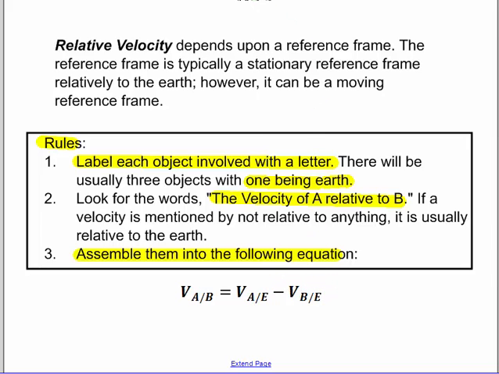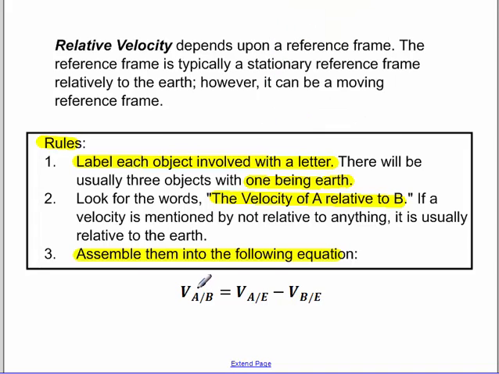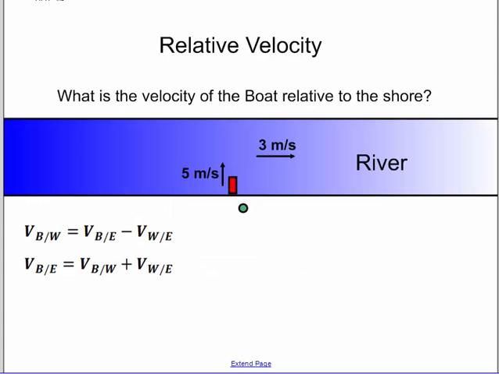Now if you get confused about setting these up, just remember this: whatever's listed first is A, that'll be the velocity of A with respect to the Earth, and then for B, you're always going to subtract the velocity of B with respect to the Earth. Alright, let's get in and work some problems, and I think this will hopefully clarify it.